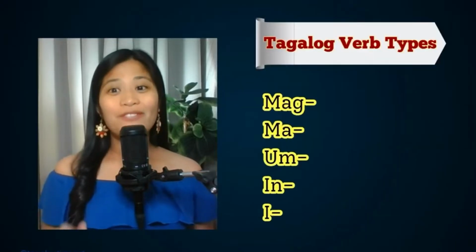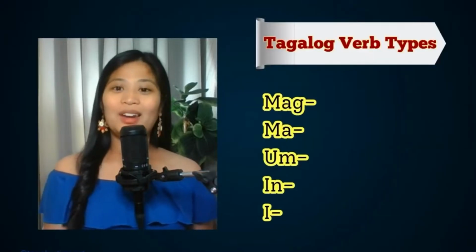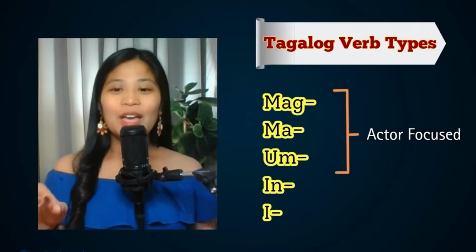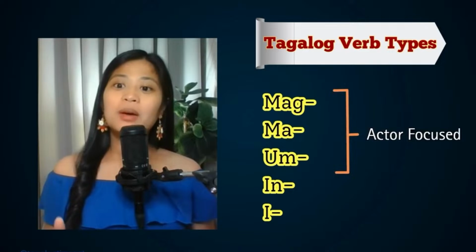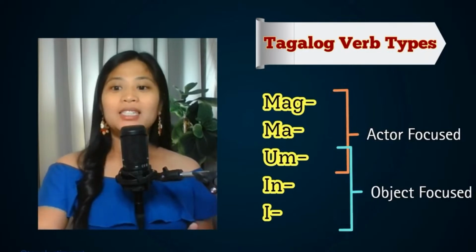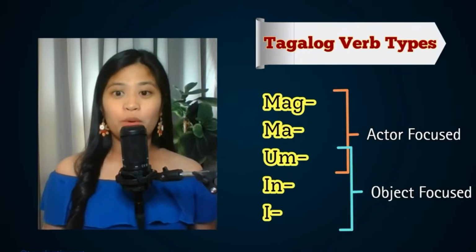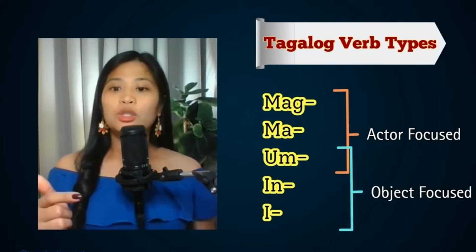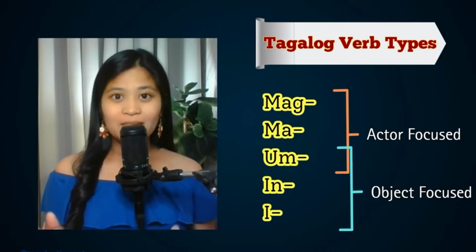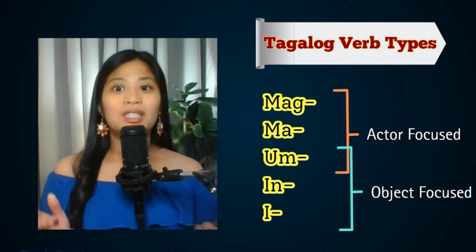Alrighty, so there are 5 main Tagalog verb types: mag, ma, in, and e verbs. And what makes them different is that some are actor-focused, like mag, ma, and then some of these verbs are object-focused, like in, and e. So you can see that some of the verbs can be actor or object-focused, depending on the context of the sentence.